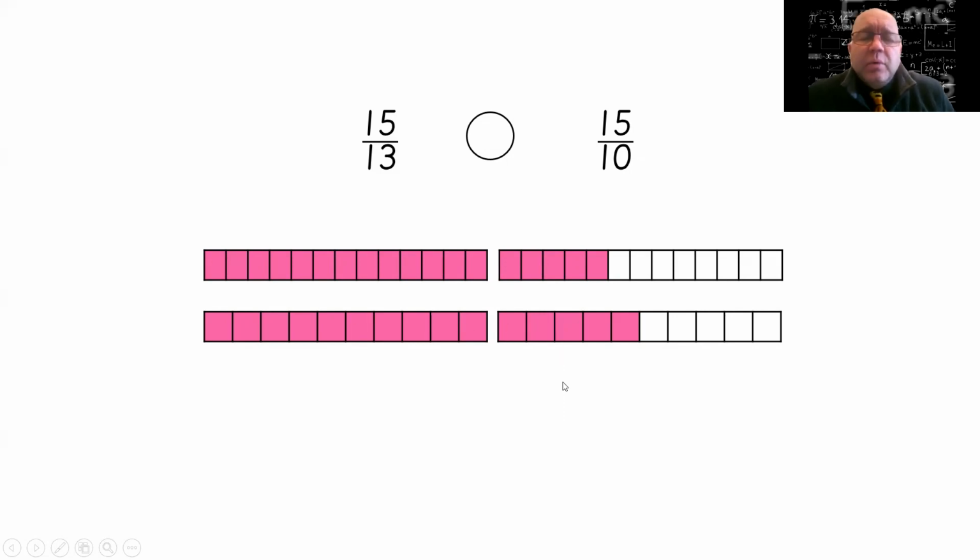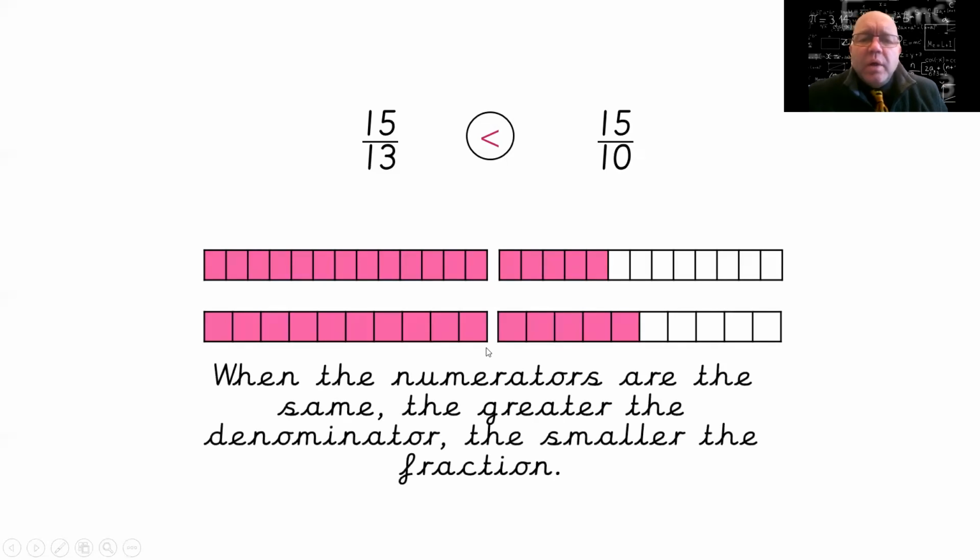So using the bar model, we've proven that 15 over 10 is the larger one. Well, let's see that mathematically following the rule, because we know that if the numerators are the same, the greater the denominator, the smaller the fraction. Because here we've split our item into 13 equal pieces. Here we've only split it into 10, so those pieces are going to be bigger. If we just look at one single square from the bar model, that square is bigger than that square. So if you've split it into tenths, the pieces are bigger than if you'd split it into 13ths.